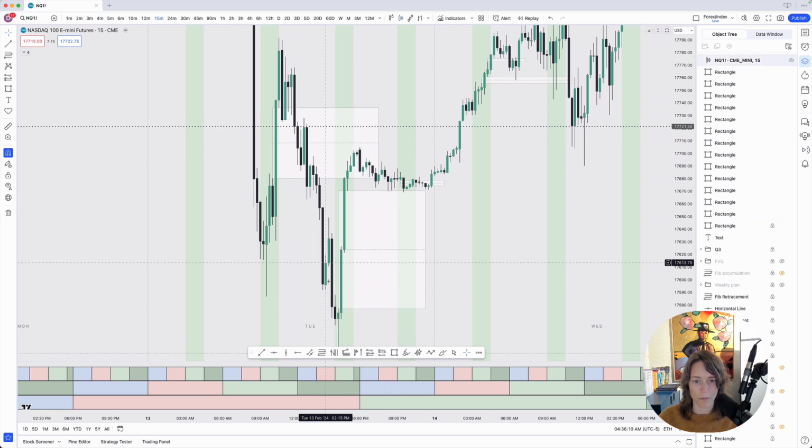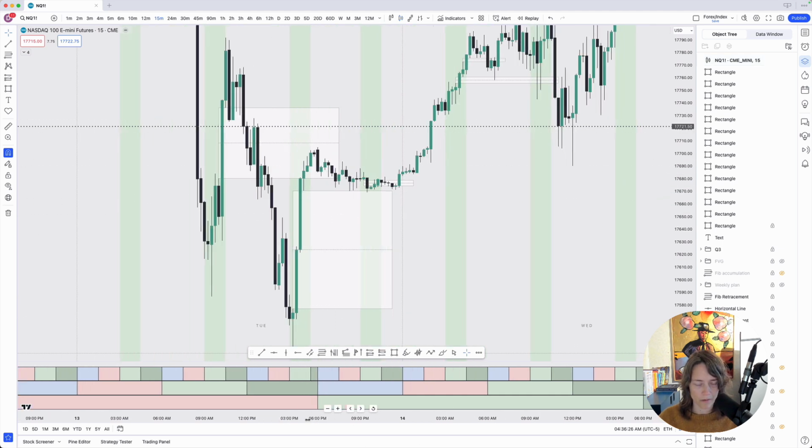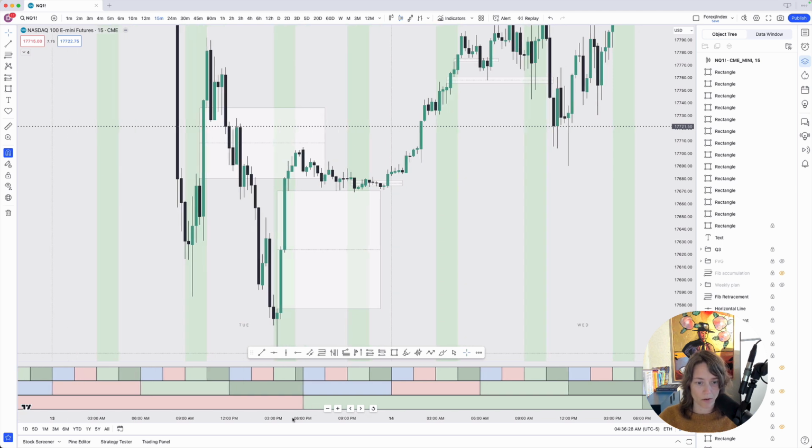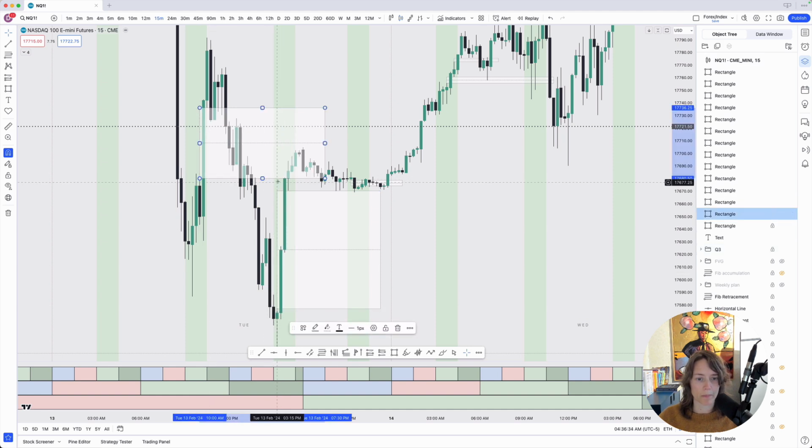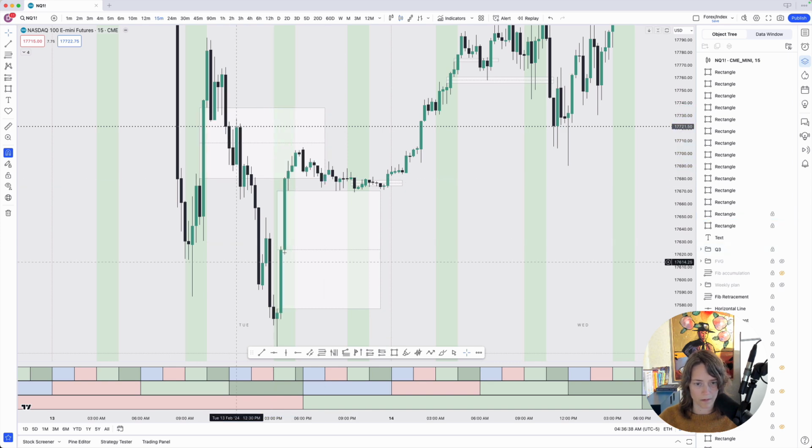It was, however, if you would have longed here, how you can look at this is it's either an entry point or a TP point. So if you long this, this could be your TP point, the fair value gap. Look at the next one.